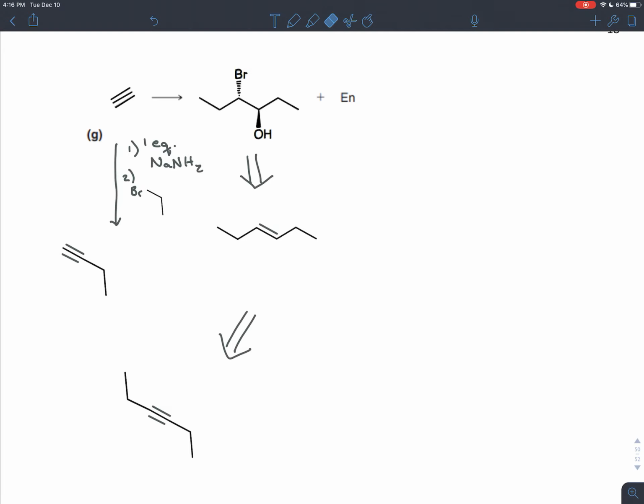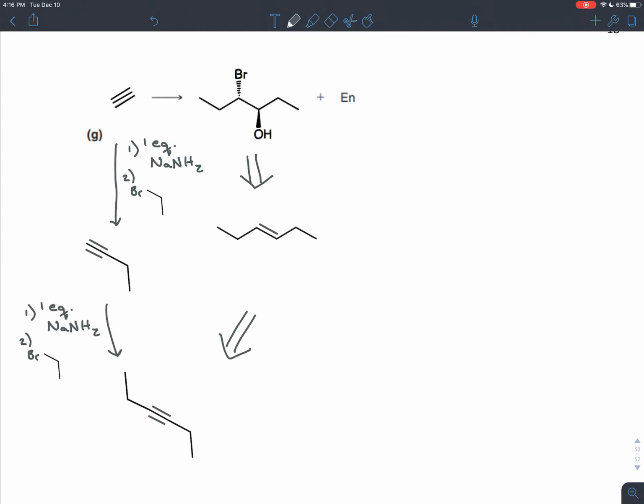Okay, next, let's look at the next retrosynthetic arrow. Reverse it. If you look at the differences here, it's what's on this side of the triple bond. We've added another ethyl group. And so the procedure is going to be the same. Actually, the same exact steps.